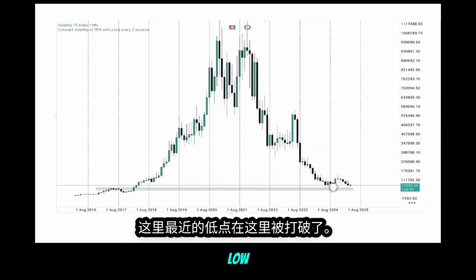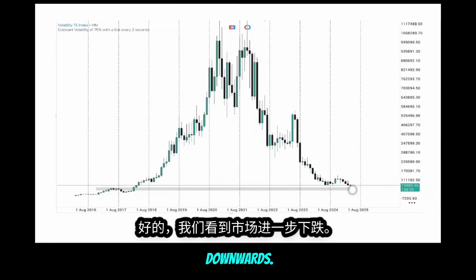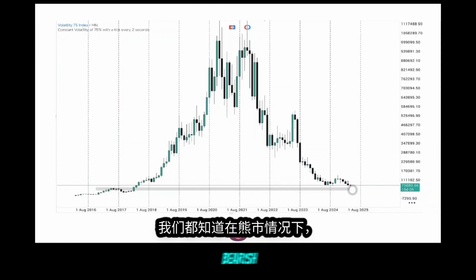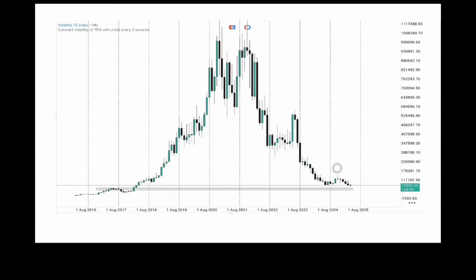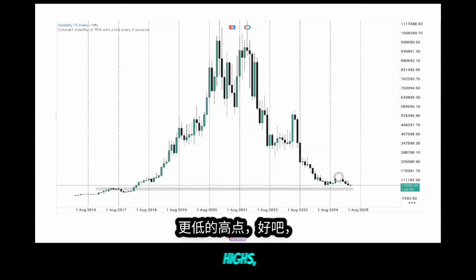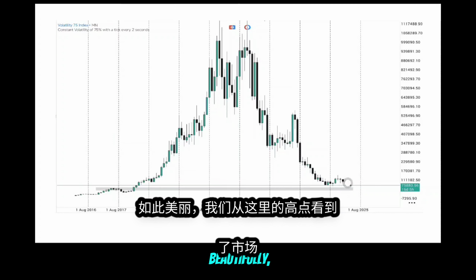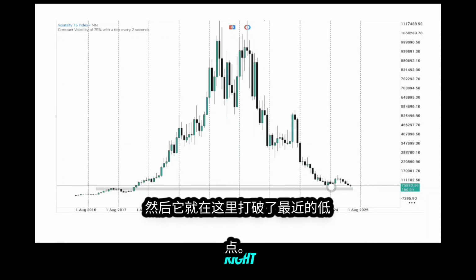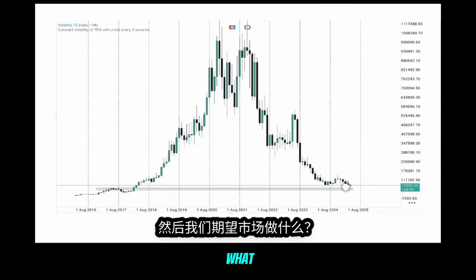the recent low that was here was broken down in here. So we are looking at market surging further downwards. We all know that in a bearish market situation we have market forming lower highs and then lower lows. Beautifully we are seeing market from the high in here, and then it came to break the recent low right in here. And then what are we expecting market to do?